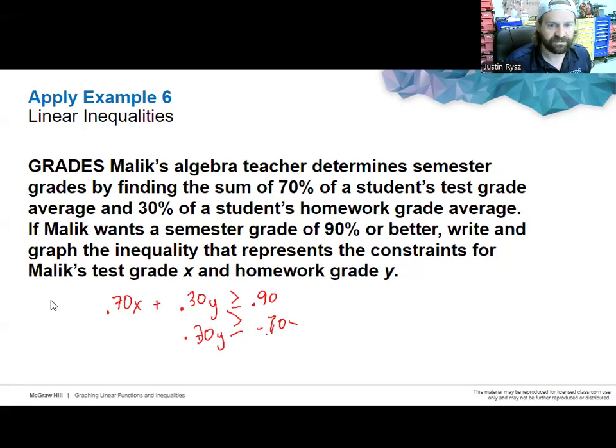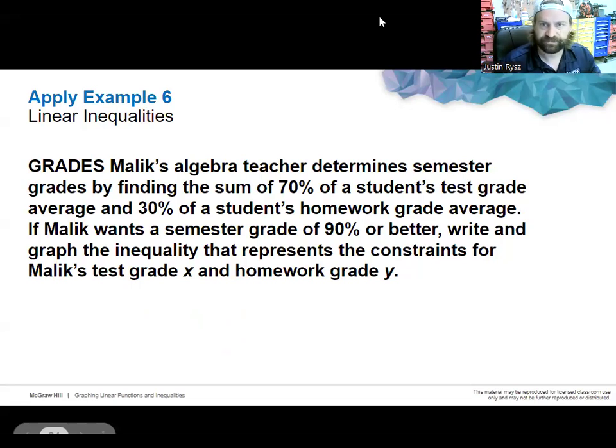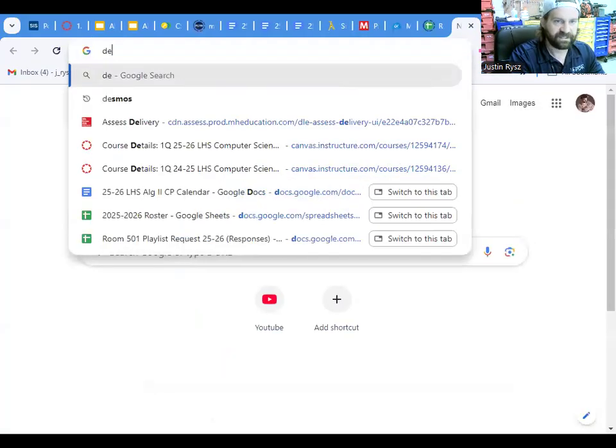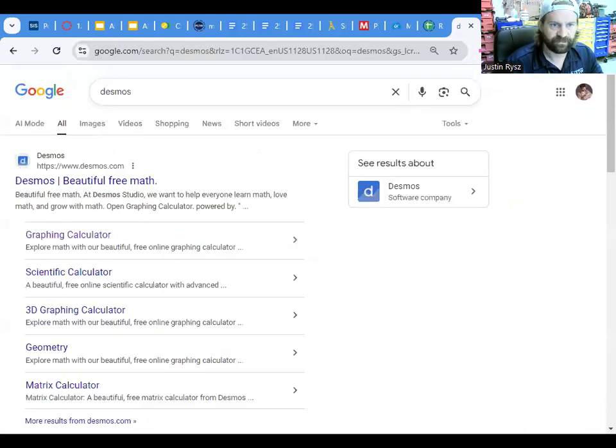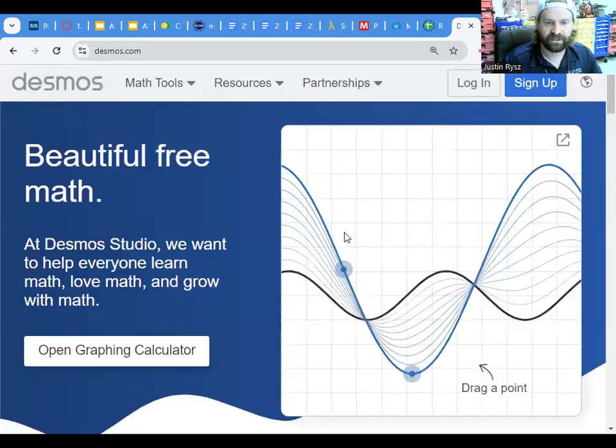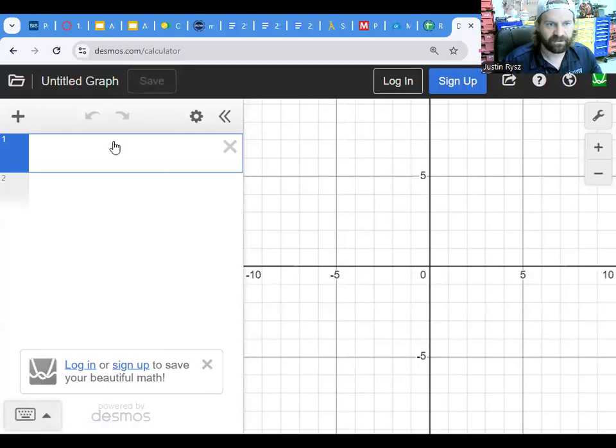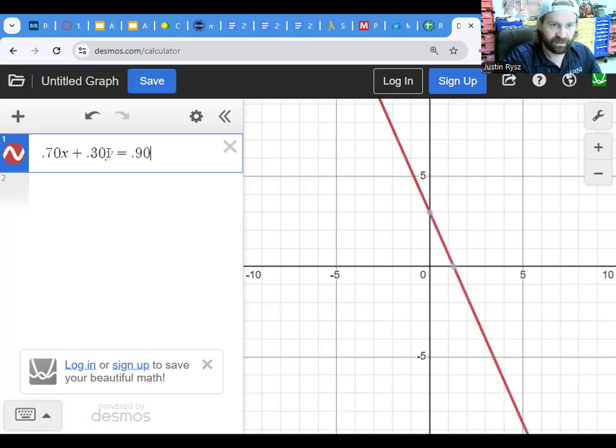Let's clear all my drawings. Let's talk about a tool that we should get used to using: Desmos. All right, so if we needed help graphing, we could have typed that in. In fact, we can just type in the equation 0.70x plus 0.30y equals 0.90. We get that line.